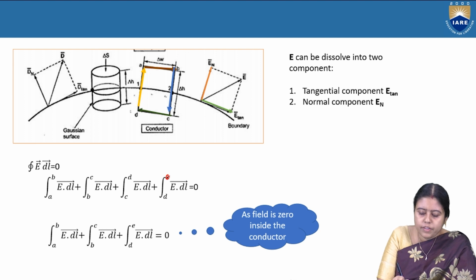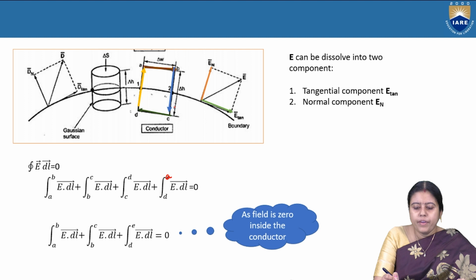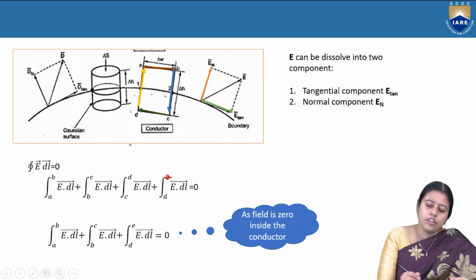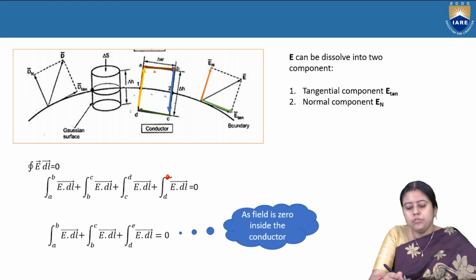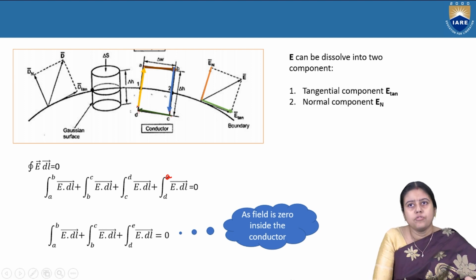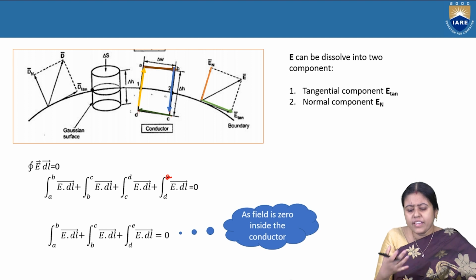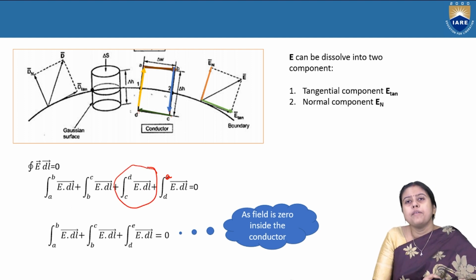This is D to A. So D to A, so A to B, B to C, C to D, D to A. The closed-loop integral of E dot DL is equal to 0. Now you can see inside the field, we know inside the field the flux is 0. So E along CD is already 0, as we took the assumption that inside the field is 0. So the CD component we can make it 0.